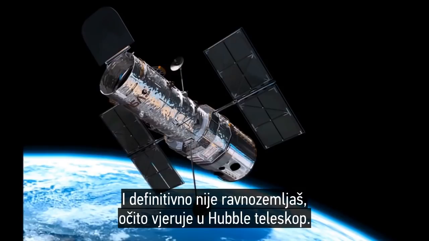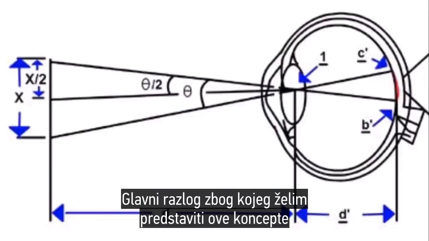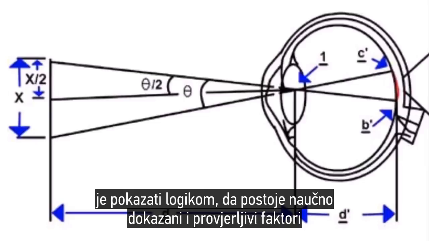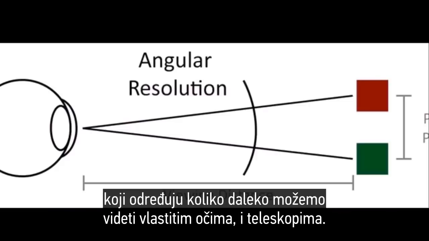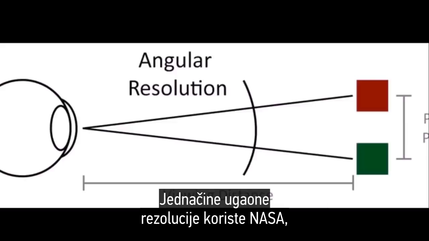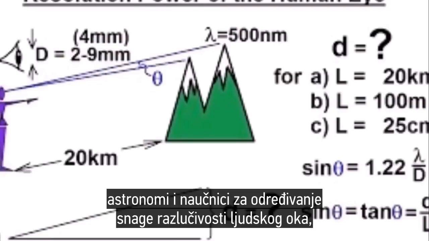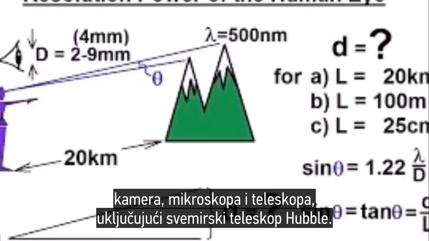And he's definitely not a flat earther. He obviously believes in the Hubble telescope. The main reason I want to introduce these concepts is to demonstrate with logic that there are scientifically proven and verifiable factors that determine how far we can see with our own eyes and with telescopes. Angular resolution equations are used by NASA, astronomers, and scientists to determine the resolving power of the human eye, cameras, microscopes, and telescopes, including the Hubble Space Telescope.